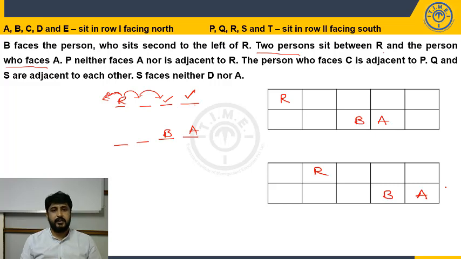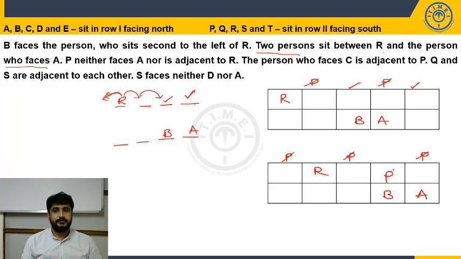What is given next? P neither faces A nor is adjacent to R. P is not facing A, and is not adjacent to R. So one of these two positions will be given to P. In this case, P is not facing A, and P is not adjacent to R. So the only possibility is P here.